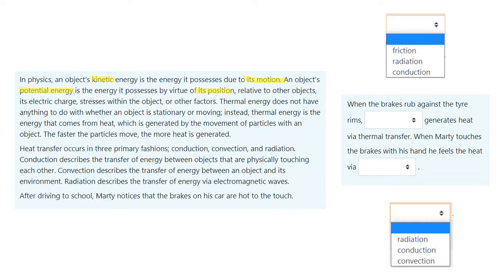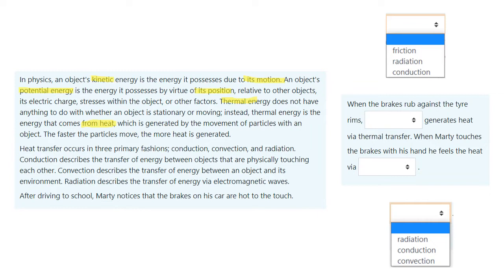And its position or the electrical charge or the stress or other factors. Thermal energy does not have anything to do with whether an object is stationary or moving. Instead, thermal energy is the energy that comes from heat, which is generated by the movement of the particles in the object. So it's still a part of kinetic energy, but it's the kinetic energy of the individual particles, not the kinetic energy of the whole thing. The faster the particles move, the more heat is generated.